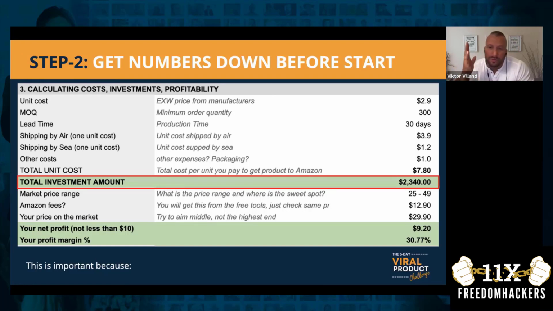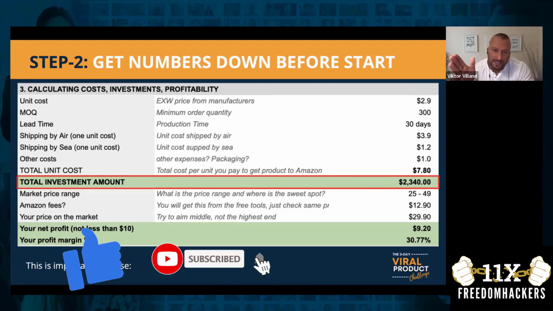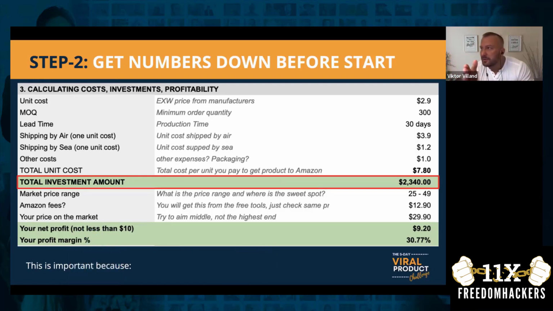Now, if you do it only for one product, that number can scare you, okay? Now, if you have 5 products, 10 products, 15 products on the list, you will see for some products, entering the market with that product will be cheap. For some products, it will be more expensive. How much power you have, how much money you have, okay?